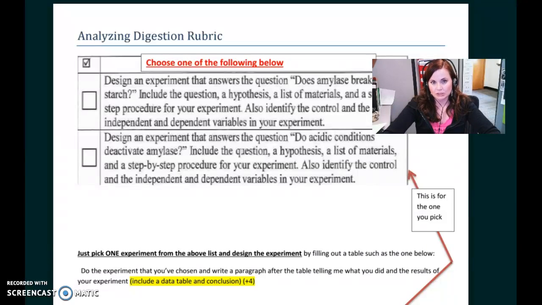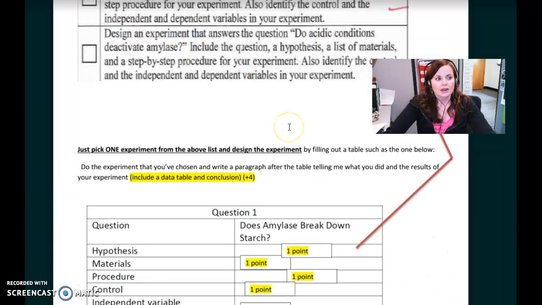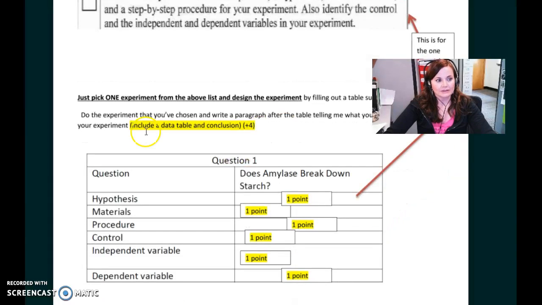That's a possibility too. So there's some thoughts of thinking of how can I see if acid will deactivate, or in other words, make amylase not work. Remember, amylase's job is to cut up that starch into smaller segments, into sugars. Once you've done including your hypothesis, your list of materials, and a step-by-step procedure, including your control and independent and dependent variables, then also include the data table.